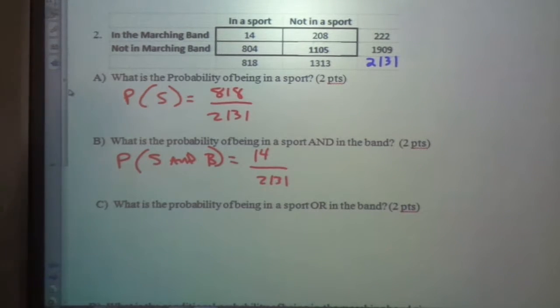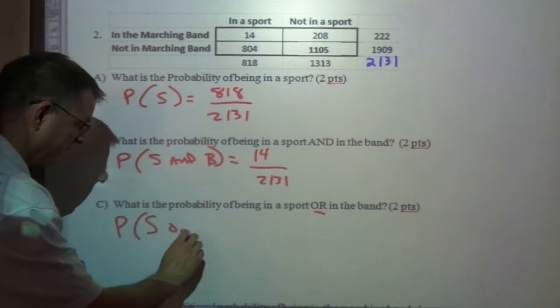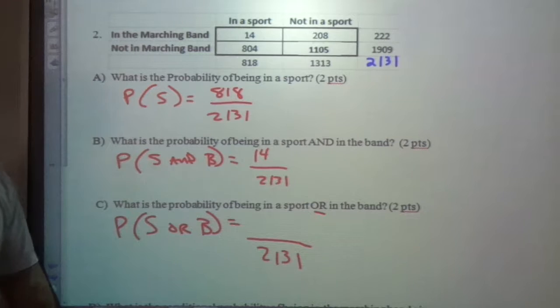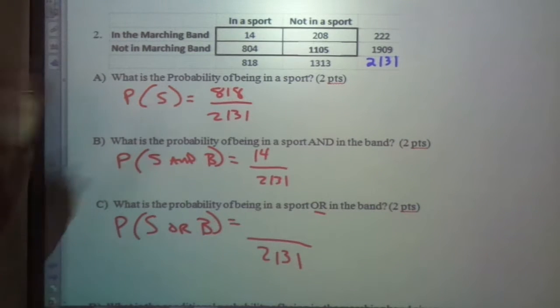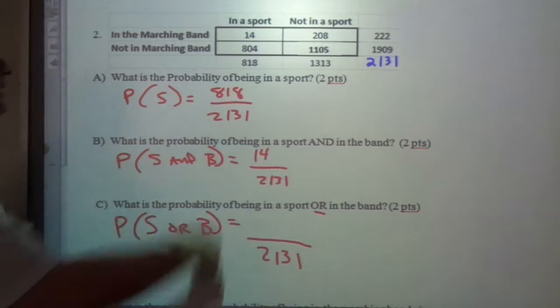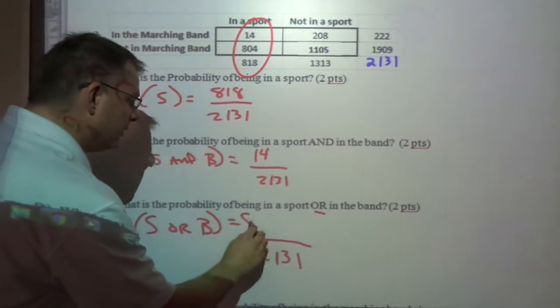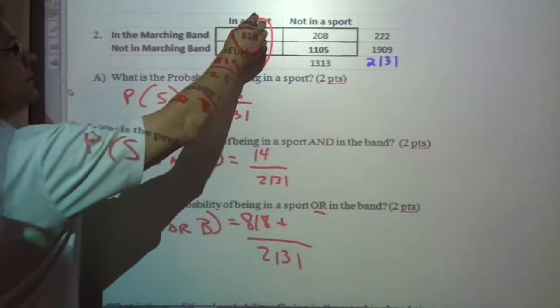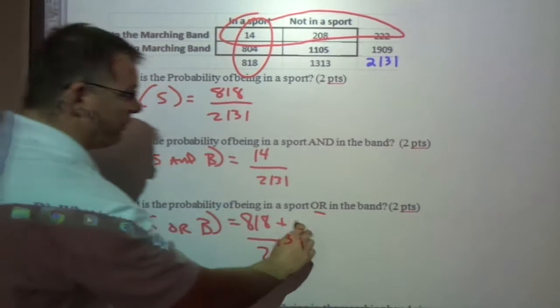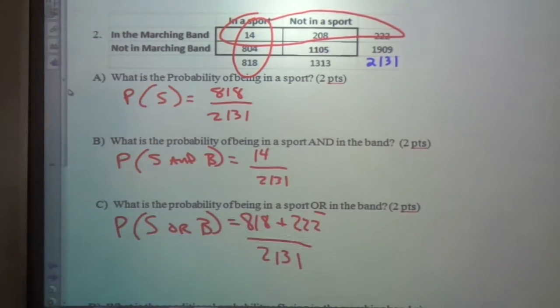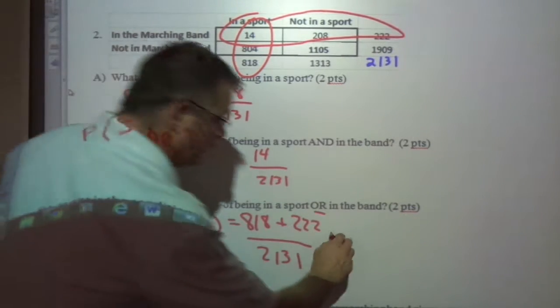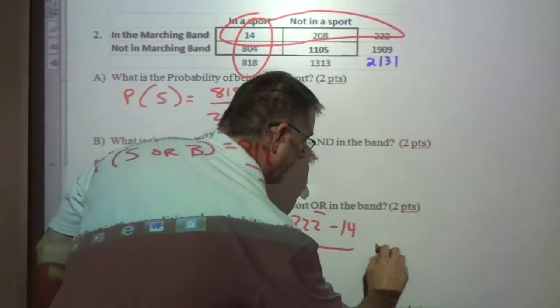Now the next one says, what's the probability of being in a sport or in the band? We're still asking everyone, so it's still out of 2131. But remember with or, we have to think, okay, how many people would raise their hand and say, yeah, I'm in one of those things? Well, these 818 people would. They're all in a sport. They would say yes, right? Plus, these 222 people would all say, yeah, I'm in one of those things. But we double counted these 14. We counted them here and we counted them here. So remember, you need to subtract that overlap so we don't double count them.